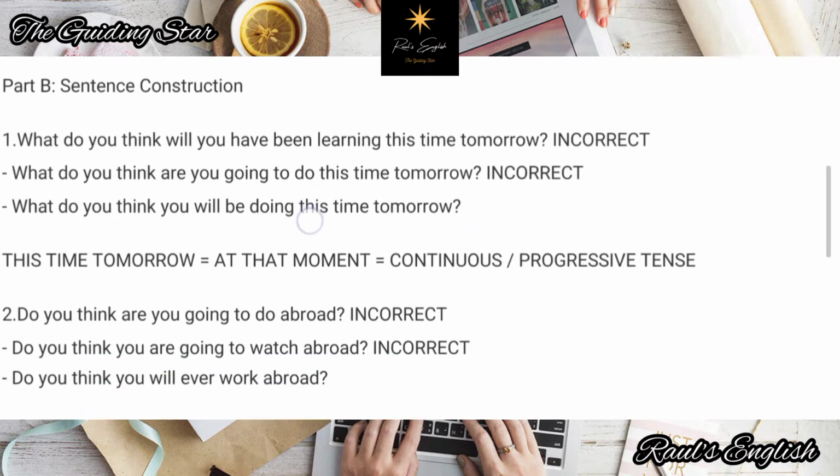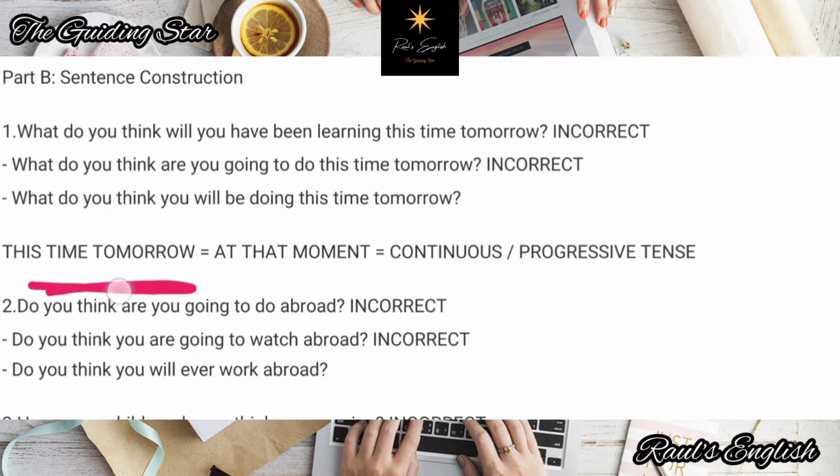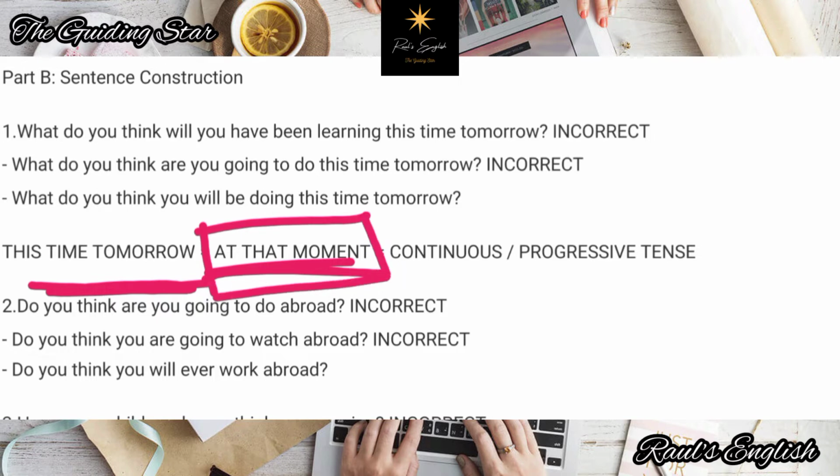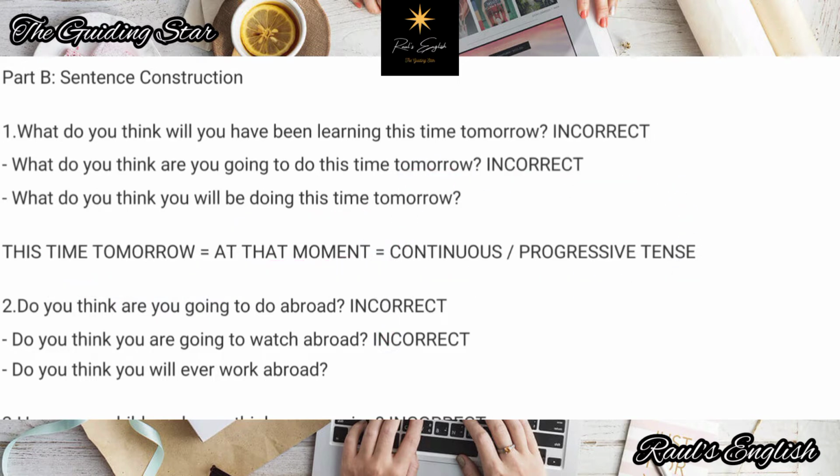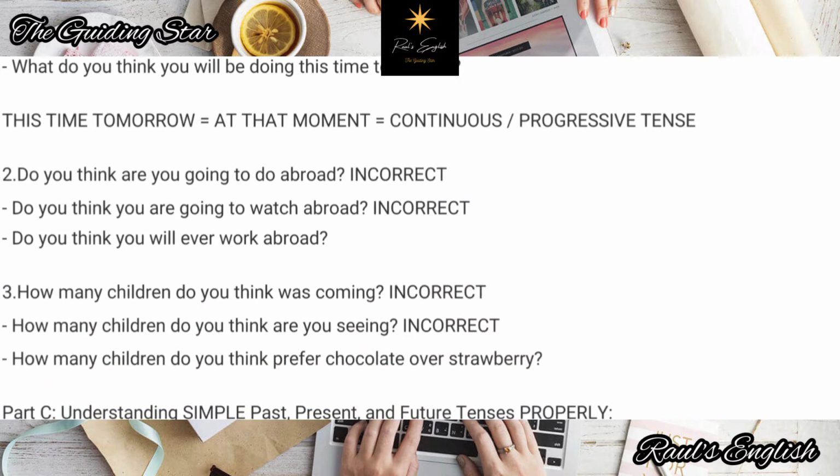Please remember, this time tomorrow is the biggest clue. At that moment, at this moment, you have to use the continuous or the progressive tense. There is no other option. Why? Because that's how it is. It's at that moment, at this moment, right now or right then. It's very specific. Right, let's go on to number 2.